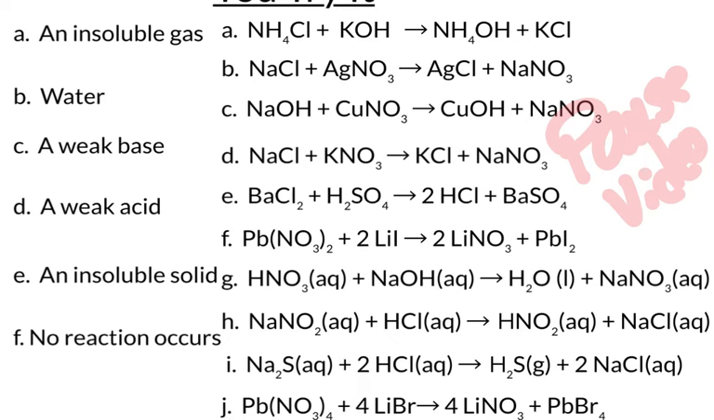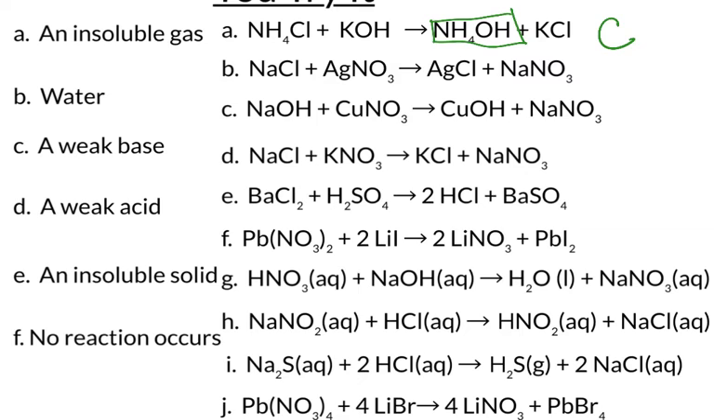Welcome back. Hopefully you didn't have too much trouble. We're going to start with letter A, and again we're going to only look at the products. So for this one we have the two products, NH4OH and KCl. We start off with, is there an insoluble gas? And we see there's no little g there, so there's not an insoluble gas. No water is formed. Next we look for a weak base, which is NH4OH, and there we see it. So we know that the reason this reaction does go to completion is the formation of a weak base, letter C.